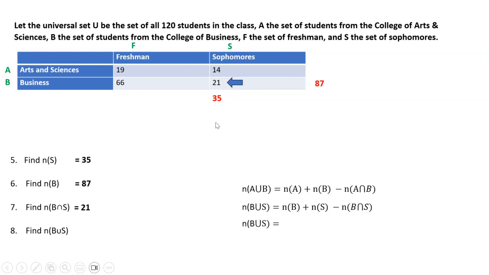So the number of B, wasn't B 87? The number of S, the sophomores, is 35. And the number where business intersects sophomores will be 21. So 87 plus 35 minus 21 is going to give us, I believe, 101. So that's the answer for number 8.